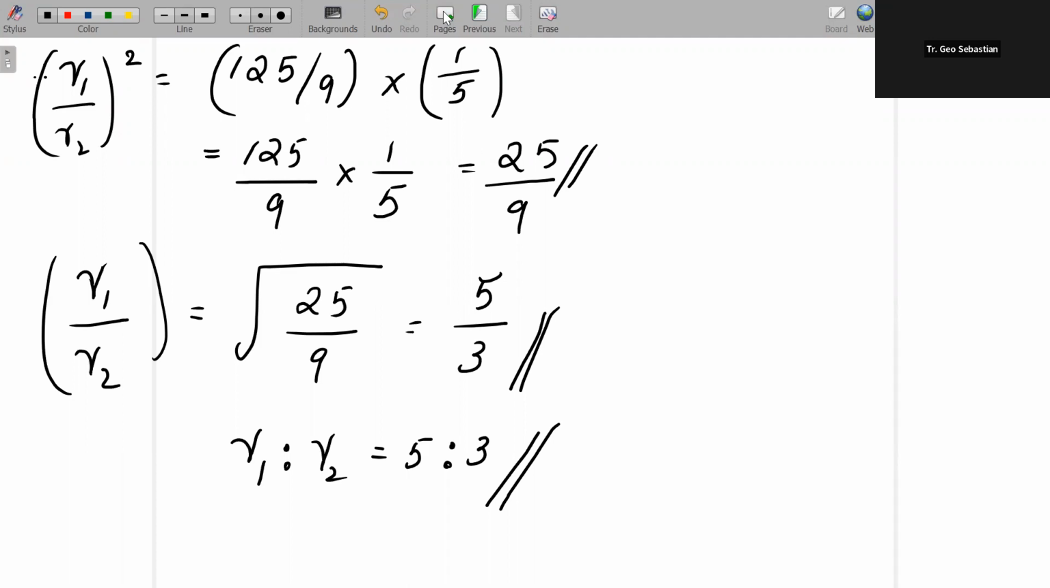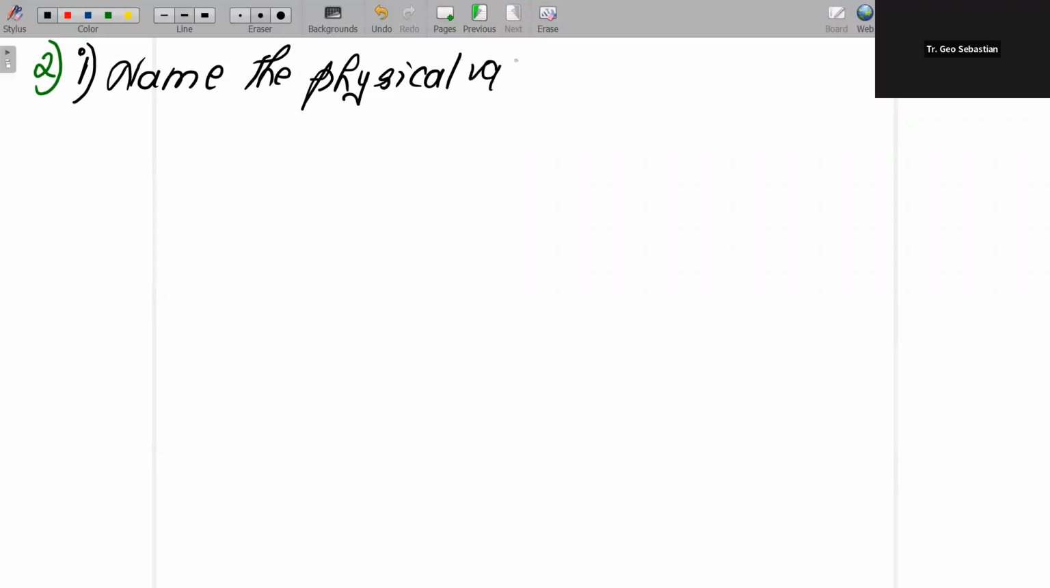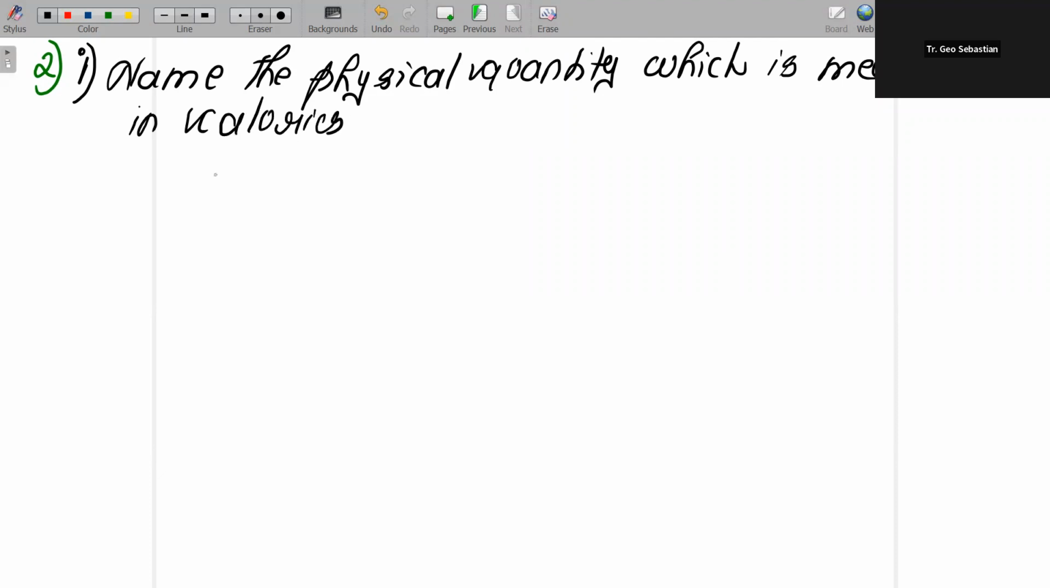This is one type of little bit tricky question. The meaning is easy only. Second question, right? First one in the second question. Name the physical quantity which is measured in calories. What is that?